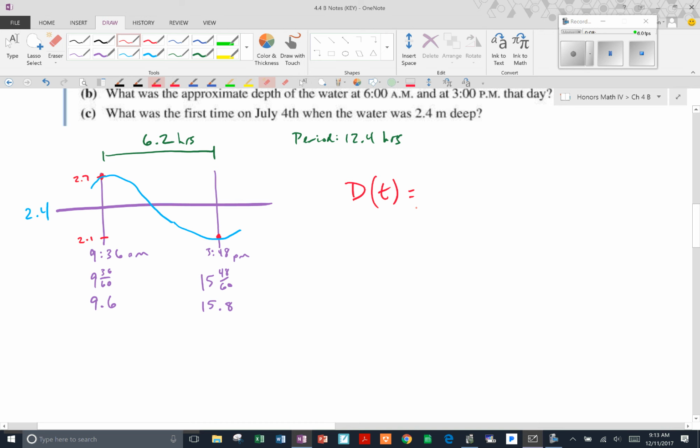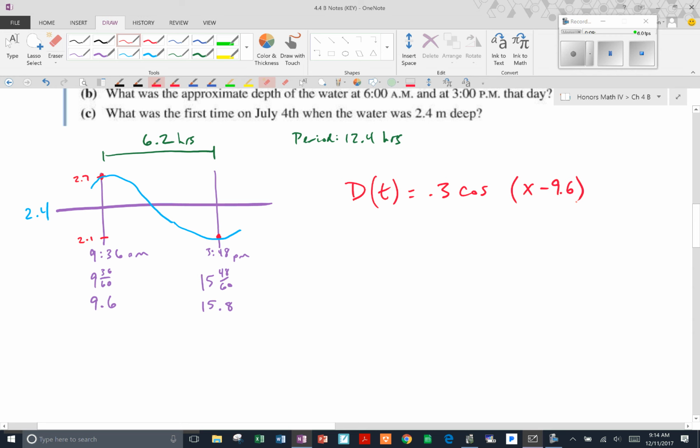What's the amplitude here? 0.3 times the cosine of. We don't have our b value yet. I'll come back to that in a second. I don't think we're going to have to shift this thing left to right, are we? Are we on the axis here? Is this the y-axis? No, it's not. How far do we have to shift this thing? 9.6 to the right. So we're going to have t minus 9.6.